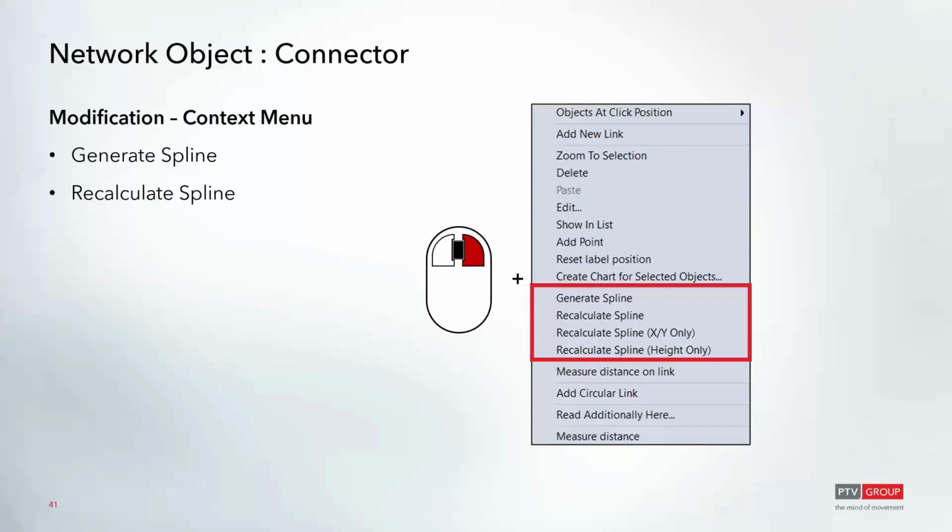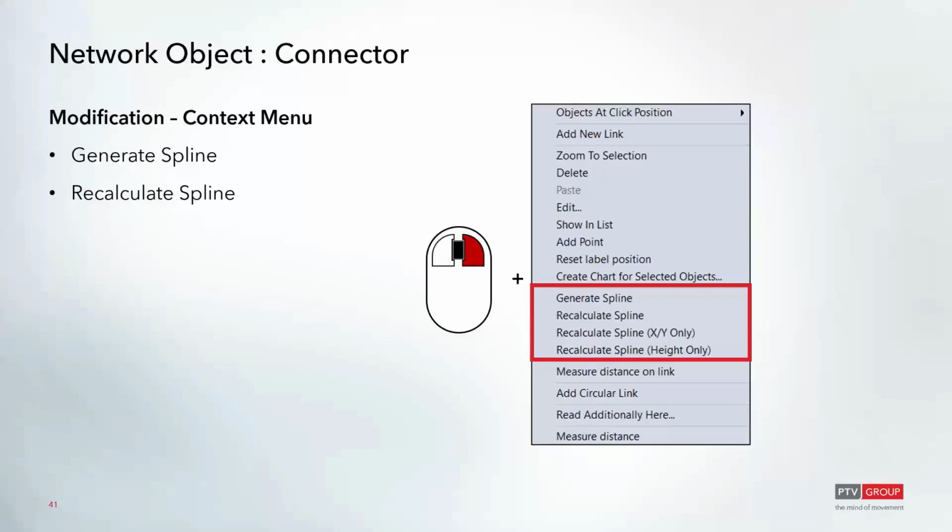All right, and then as far as the connectors go, they're very similar to links, so you can add points to them. Again, using the context menu, you can generate splines or recalculate those splines. You can use that same Alt and click functionality if you need to generate additional splines for certain sections of a connector as well. And you can do any sort of point deletion or connector deletion in the same manner that we did for links.